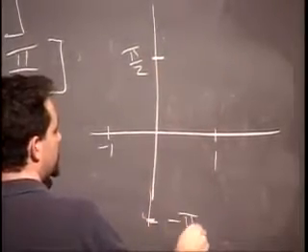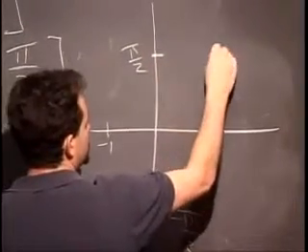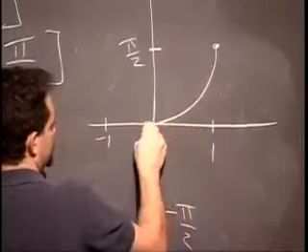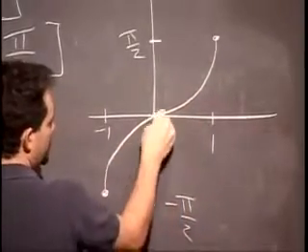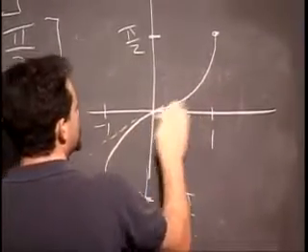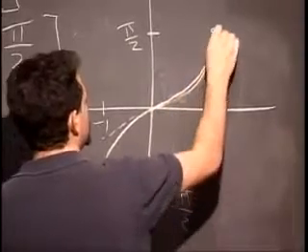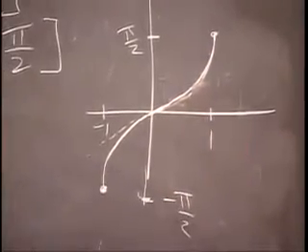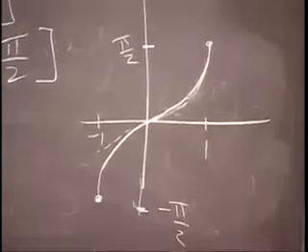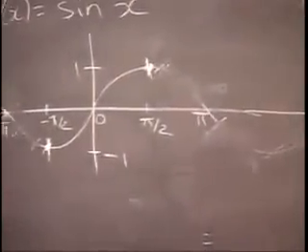Pi over 2 is a bit bigger than 1, so actually... Now, it's not flat here. In fact, it's supposed to have slope 1, so I didn't even draw it particularly well. It's not flat there, just as the original sine is not flat. If you have trouble remembering this, just mentally put in the rest of the sine curve like this.